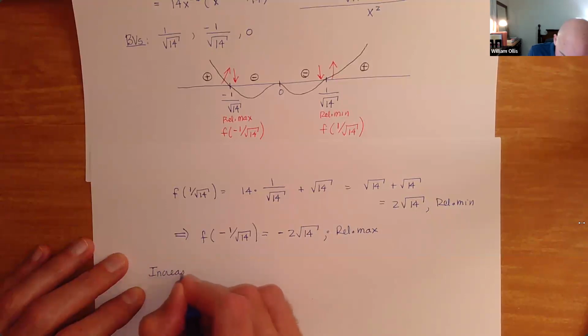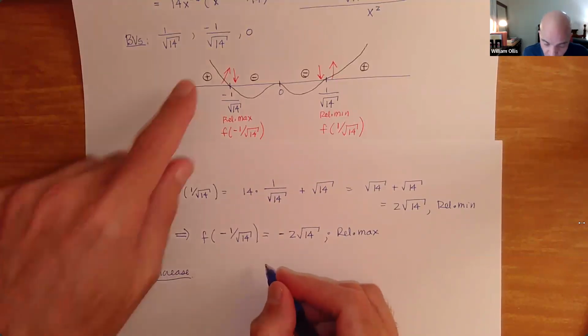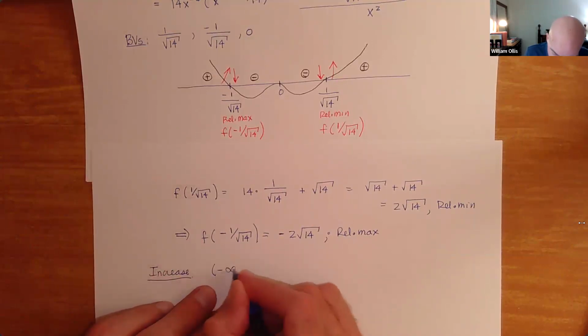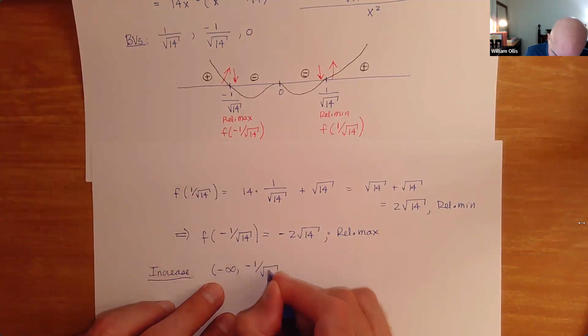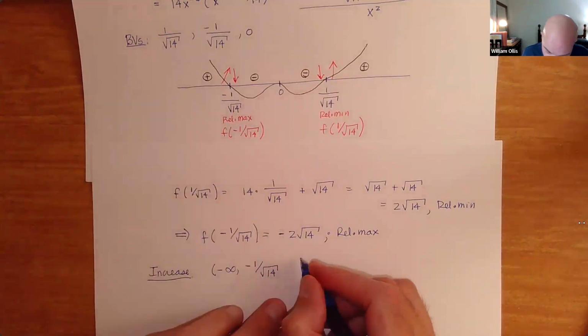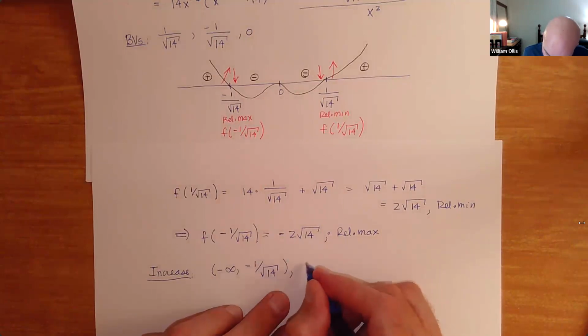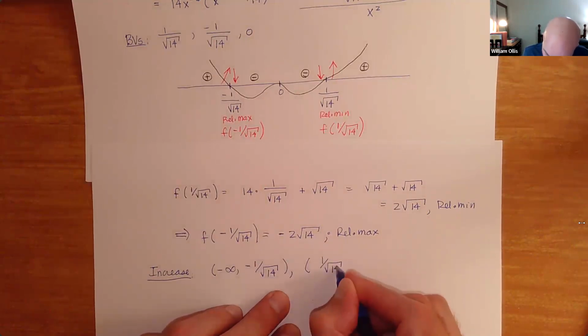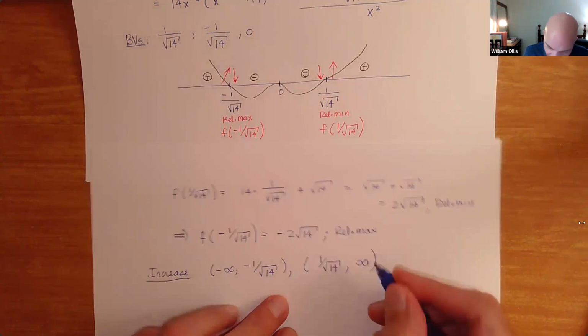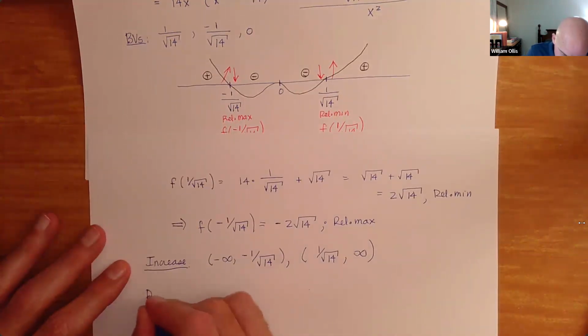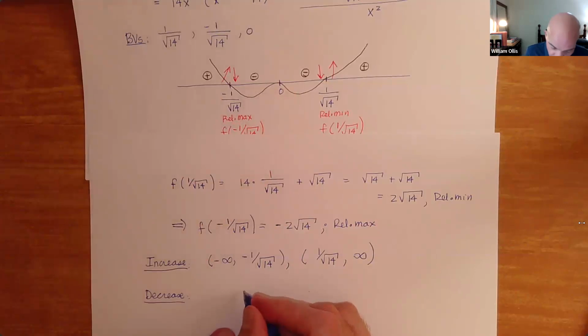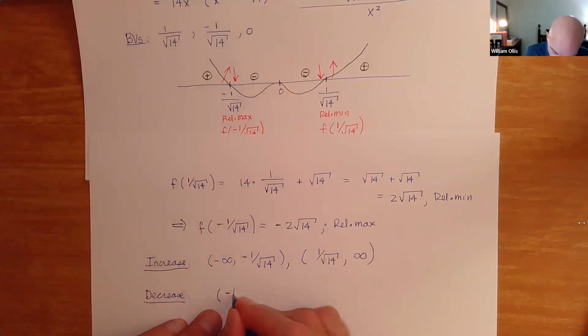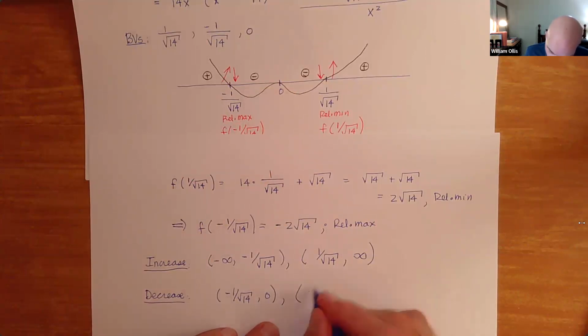We'll just follow our sign convention. So we'll go up here, look for the positive. So we have negative infinity to -1 over the square root of 14. And then the other positive is down here, separated with a comma, 1 over square root of 14 to infinity. Again, just list them separated by commas. Now for decrease, we look for the negative sign of the first derivative, and we have, in this case, -1 over root 14 to 0, comma, 0 to 1 over the square root of 14.